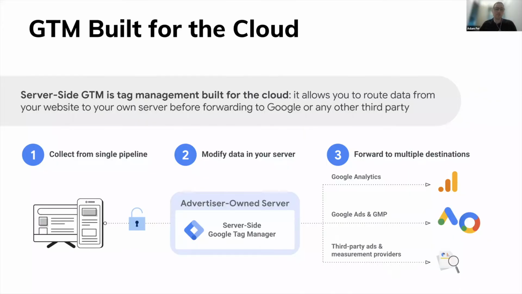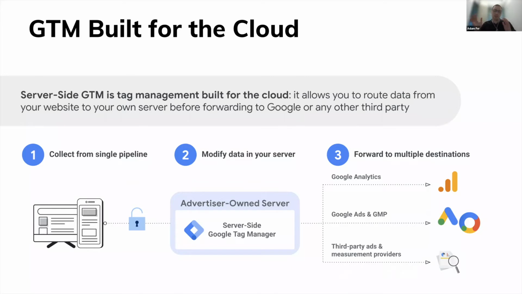So server-side GTM brings a lot of the same tag management concepts, but it brings them to the cloud. And it essentially allows you to route data from your website to your own server before it goes anywhere else. So walking through this diagram, instead of having a bunch of tags collecting data for individual partners like Google Ads, Google Analytics, Facebook, and so on, you have a single tag that's collecting data. And that data, instead of going directly to a partner like Google, it goes to your own server.